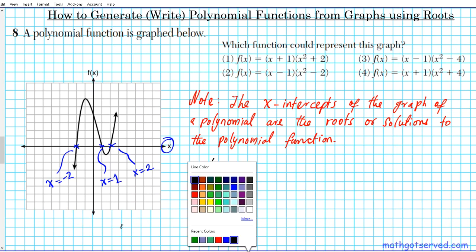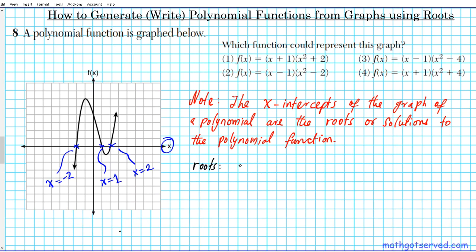Alrighty, let's go ahead and write that down. So we have the roots are x equals -2, x equals 1, and x equals 2. Alright, next step, we're going to set the roots to 0. Set to 0. We are unsolving this equation, kind of, sort of.